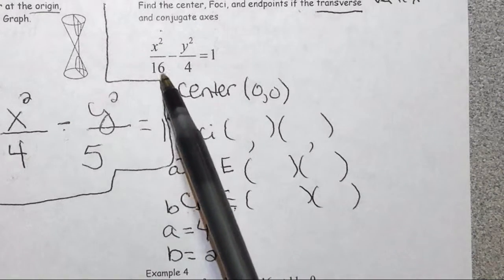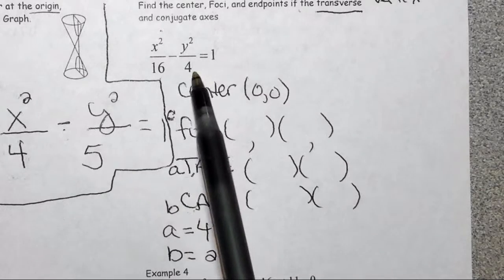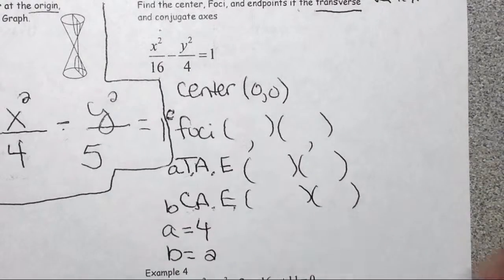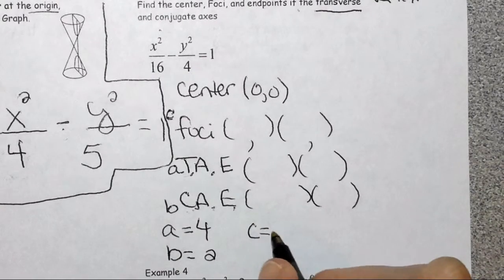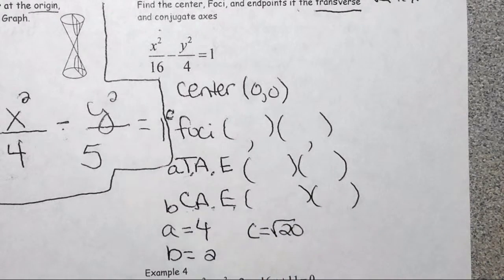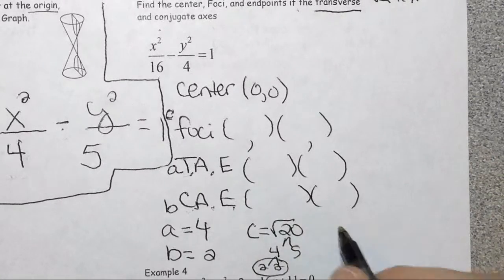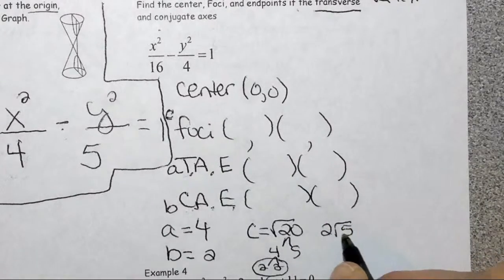Okay, well, what is A squared? What is B squared? What's 16 plus 4? So C equals the square root of 20. Can that be simplified? Yeah. Where do perfect squares go? Out. So it's 2 square roots of 5. Okay, I have everything I need to answer the question.